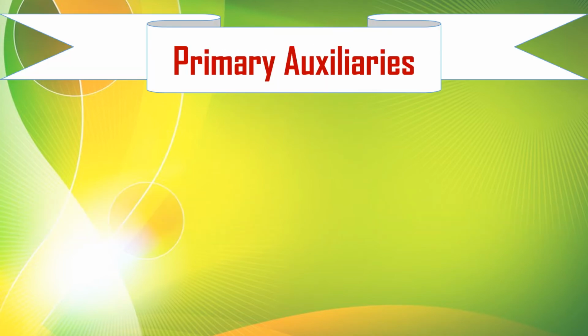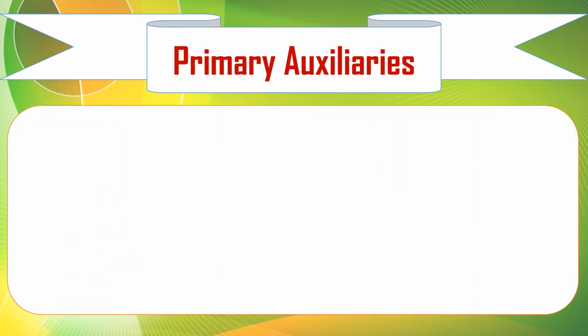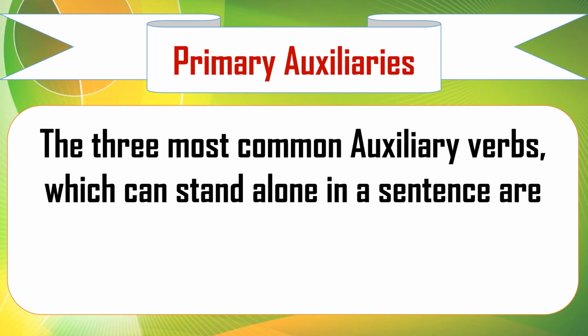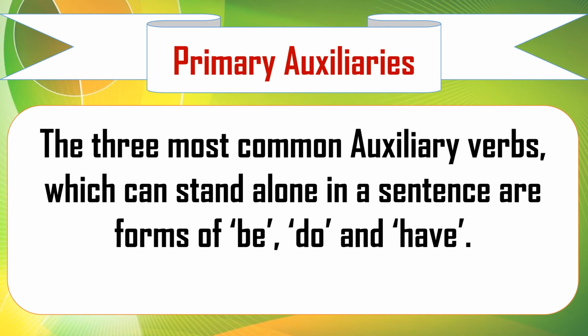So primary auxiliaries, what are they? We will see the definition. The three most common auxiliary verbs which can stand alone. This word is very important. The three most common auxiliary verbs which can stand alone in a sentence are forms of be, do and have. In the previous list we have read those auxiliary verbs, but now we will see them one by one. Forms of be, forms of do and forms of have.